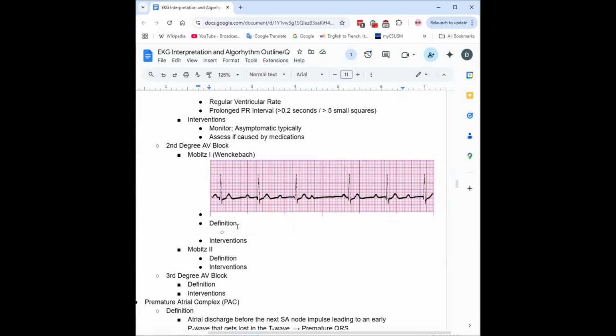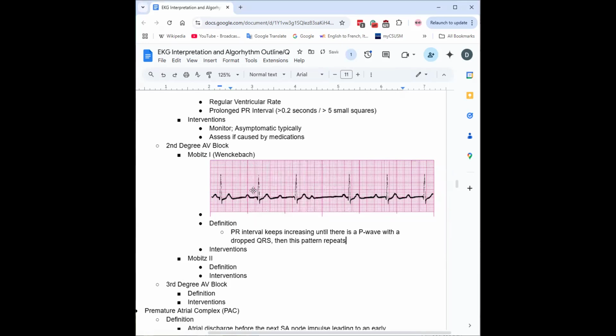Another defining trait of this is that it is irregular, because you can see with the drops it causes this to no longer match up. So the second degree AV blocks are the ones that are irregular, while first and third have regular ventricular rates. So PR interval keeps increasing until there's a P wave with a dropped QRS, and then this pattern repeats. It goes back to that same repeating pattern.